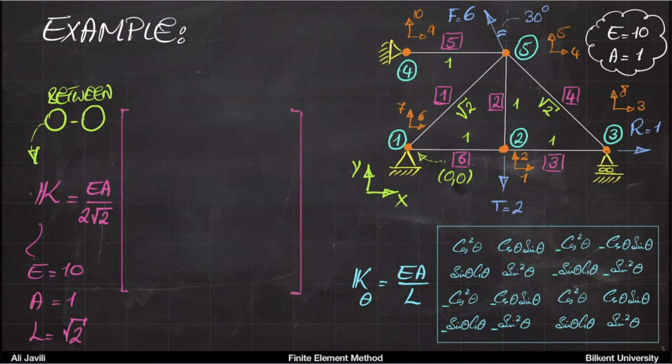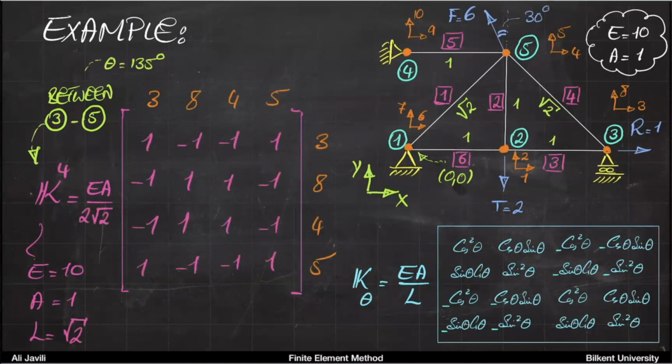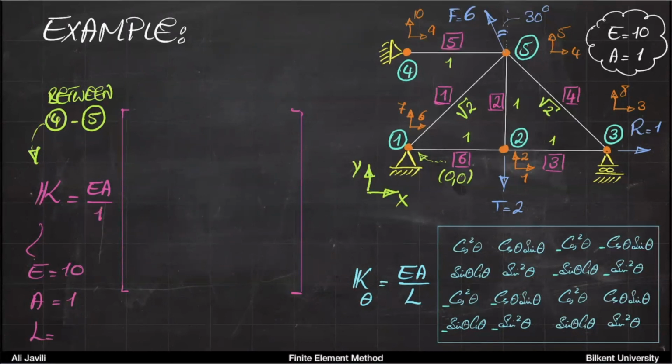again a horizontal element. It's between nodes 4 and 5, let's say. So the angle is 0, the length is 1. So you also get EA over L, which is EA over 1, like these ones. And then the stiffness itself is the typical horizontal stiffness.